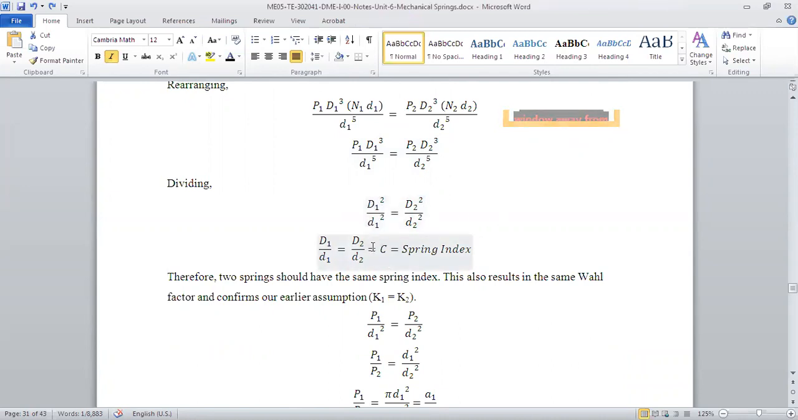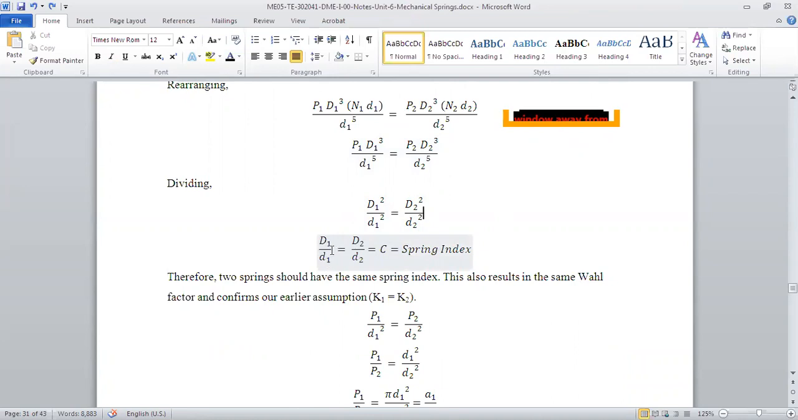Okay, so these are the ratios. So we'll take the root of both sides. We'll get D1 upon d1 is equal to D2 upon d2. What is D upon d? It is the spring index, right? So we can say the spring index of spring 1 is equal to the spring index of spring 2, right?